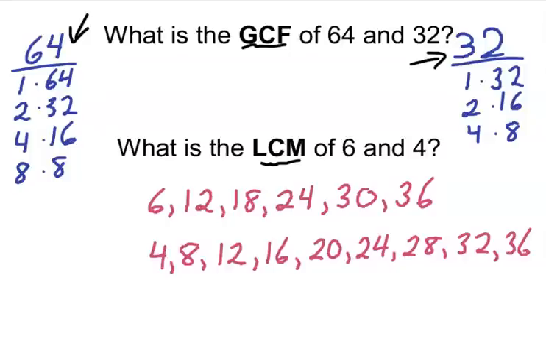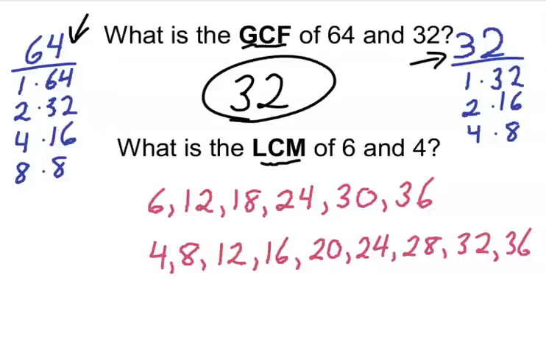I see a 1 in both. I see a 2. I see a 4. I see an 8. I see a 16. And I see a 32. Okay, so the biggest number that is in both of them is 32. So the greatest common factor of 64 and 32 is 32.